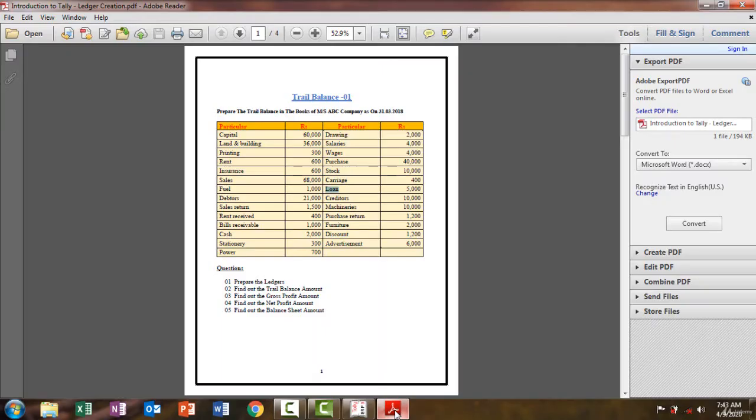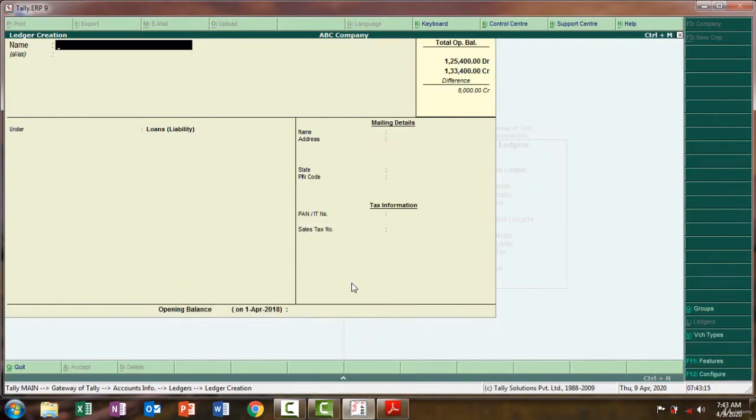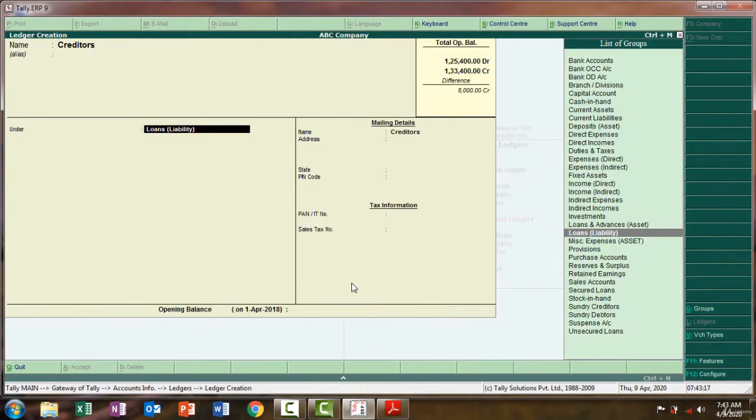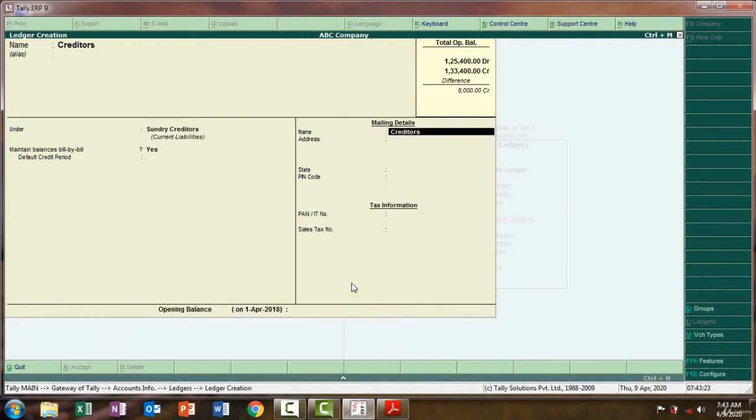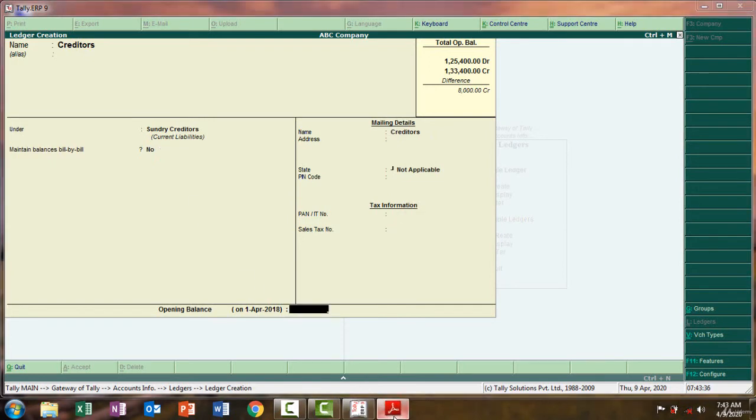The next one is creditors. Creditors we have to choose under the Sundry creditors. Sundry creditors. It's a current liability. Maintenance bill, we can put, no. Okay, and the creditors amount is 10,000.